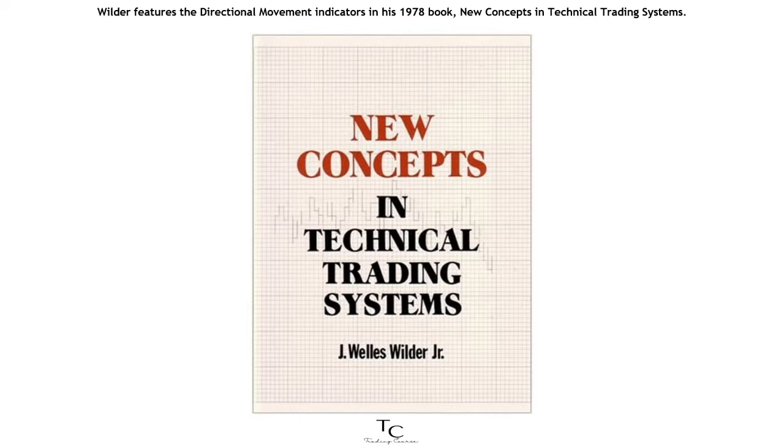Wilder features the directional movement indicators in his 1978 book, New Concepts in Technical Trading Systems. This book also includes details on average true range, ATR, the parabolic SAR system and RSI. Despite being developed before the computer age, Wilder's indicators are incredibly detailed in their calculation and have stood the test of time.